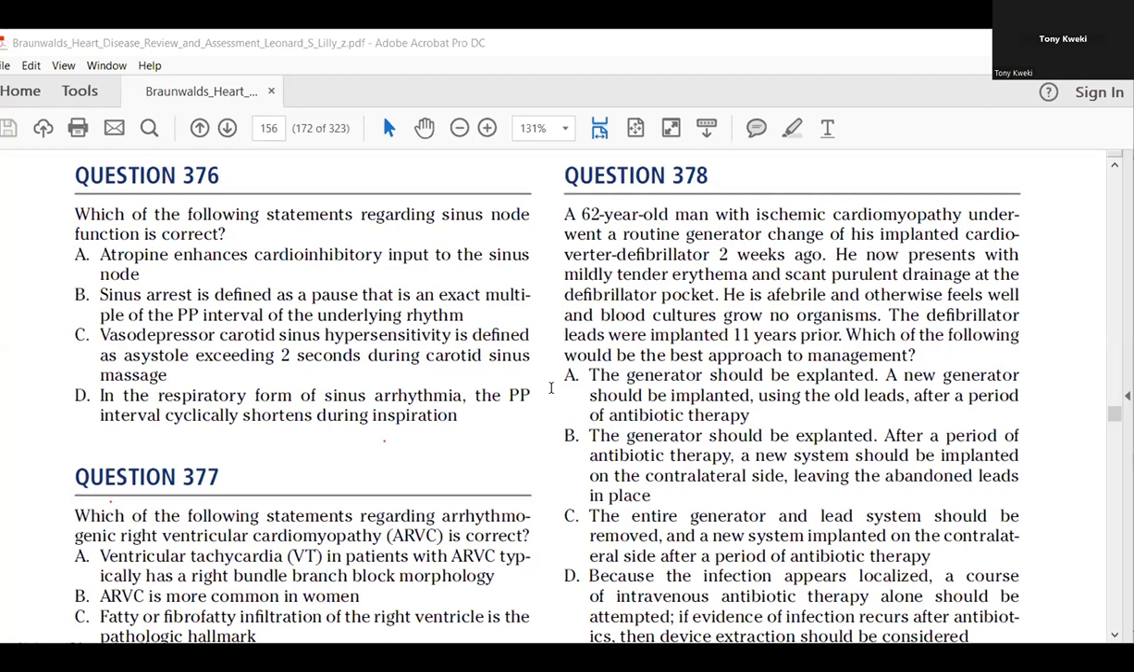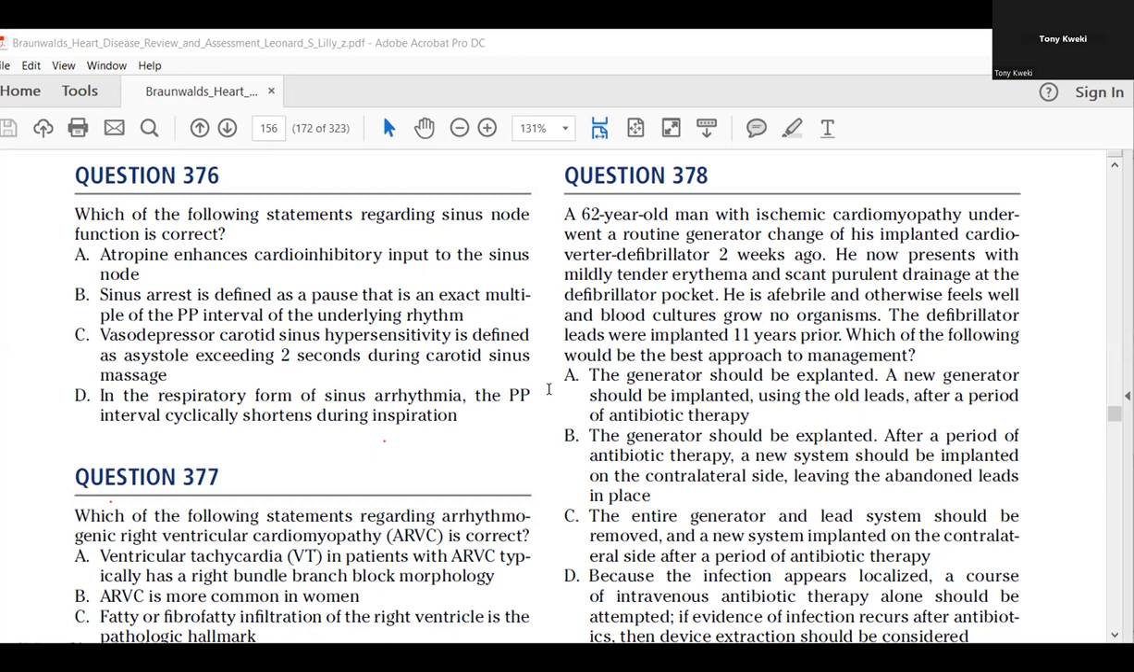Now, the next is about sinus arrest, defined as a pause that is an exact multiple of the PP interval of the underlying rhythm. However, sinus arrest is identified by a pause in the sinus rhythm, and the PP interval surrounding the pause is not a multiple of the underlying PP rate. But when we look at this, it says it's an exact multiple of the PP interval of the underlying rhythm, and that's false.